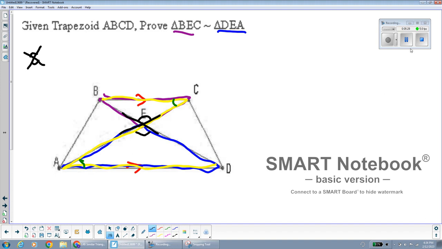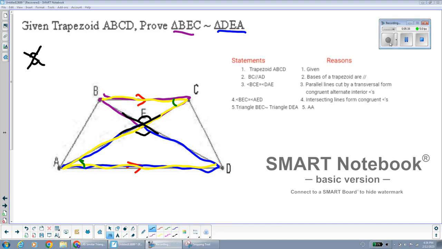I'm going to pause here and write up the proof. Please also pause the video and try to write it up yourself as well. Make sure everything from the plan gets into your proof. Here I have a 2-column statement reason chart for this proof written up. So notice that everything that we marked in the diagram is in the proof.